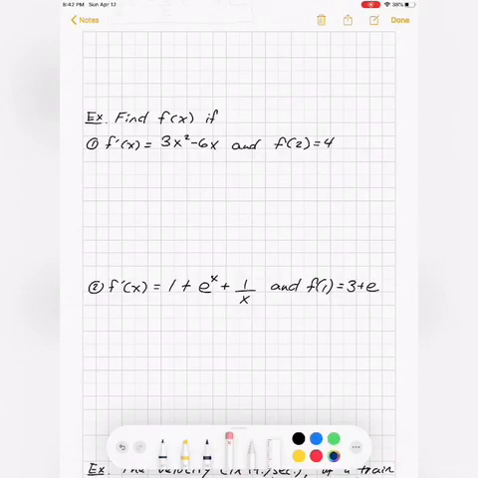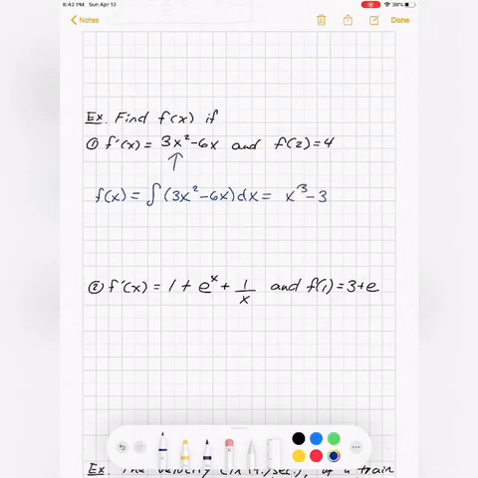Okay, find f of x if f prime of x is 3x squared minus 6x and f of 2 is 4. Okay, well, if I know the derivative, then I should be able to find the function by integrating that derivative, right? With respect to x. So what would that be? Would that be x cubed minus 3x squared plus c?